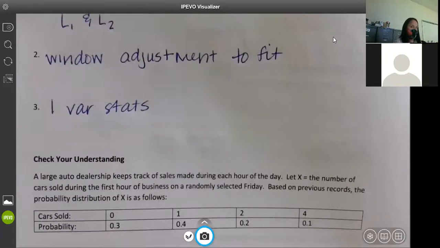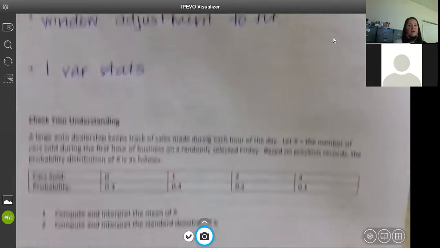I'm going to read it. I'm not moving anywhere if y'all are still writing. A large auto dealership keeps track of sales made during each hour of the day. Let X equal the number of cars sold during the first hour of business on a randomly selected Friday. Based on previous records, the probability distribution of X is as follows: 0, 1, 2, 4 with probabilities 0.3, 0.4, 0.2, 0.1. Compute and interpret the mean of X, and then compute and interpret the standard deviation of X.